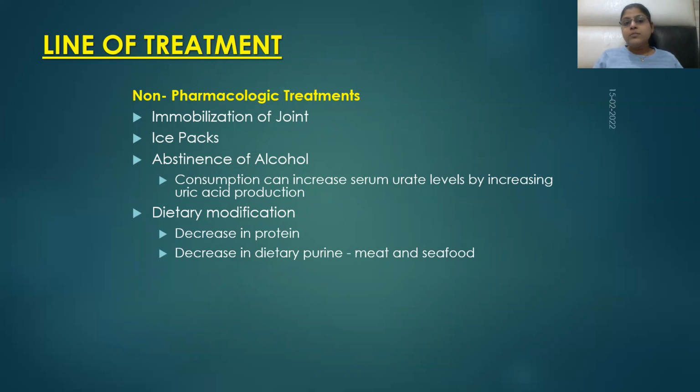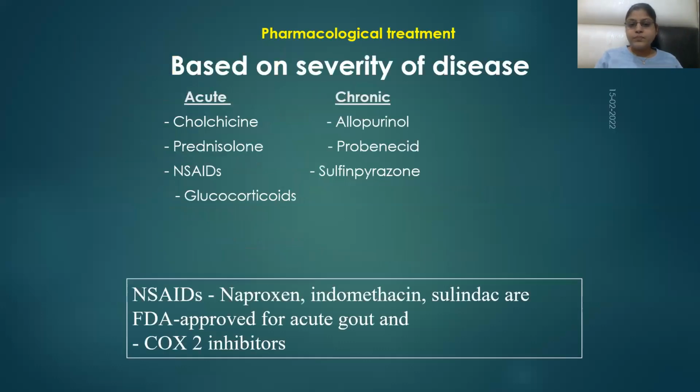Non-pharmacological treatment is that we have to immobilize the joint, we have to apply ice packs, and there should be abstinence from alcohol. Means we have to avoid alcohol consumption, as alcohol can lead to increased uric acid levels by increasing uric acid production. So abstinence from alcohol should be there. And dietary modification is that we have to decrease protein-rich diet like meat and seafood.